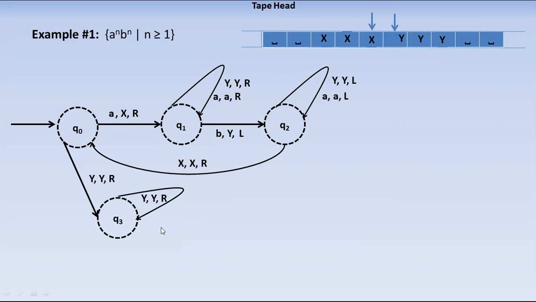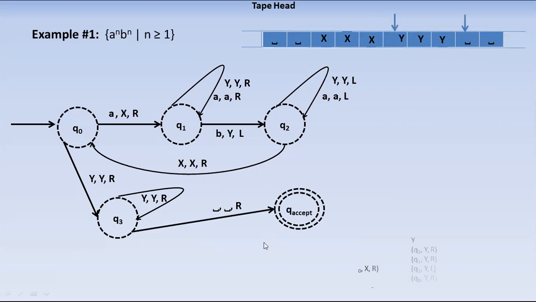And if we don't find a blank but find Y, then we take a loop and stay there itself, moving towards the right. So until we find the blank, we have to move towards the right. Once we find the blank, we go to the accepting state, replacing blank with blank and moving towards the right.